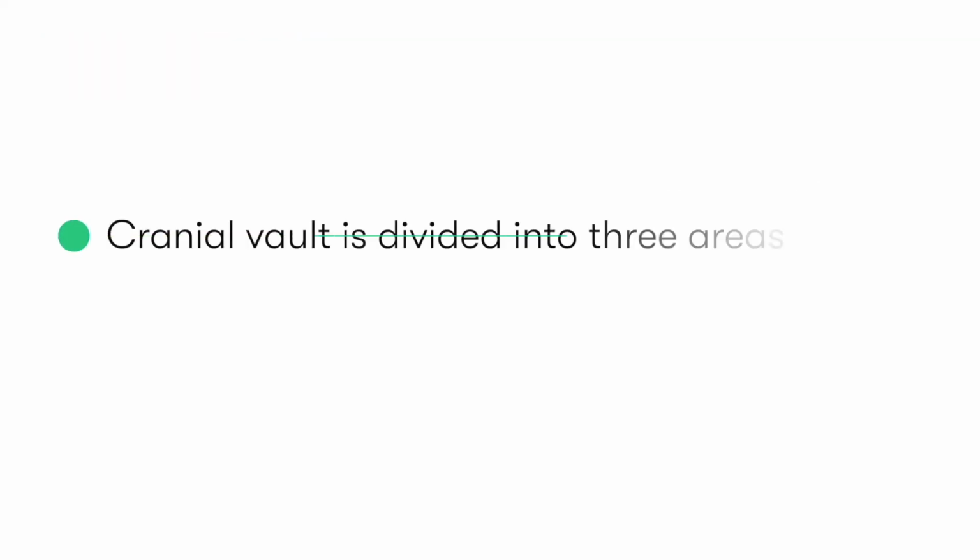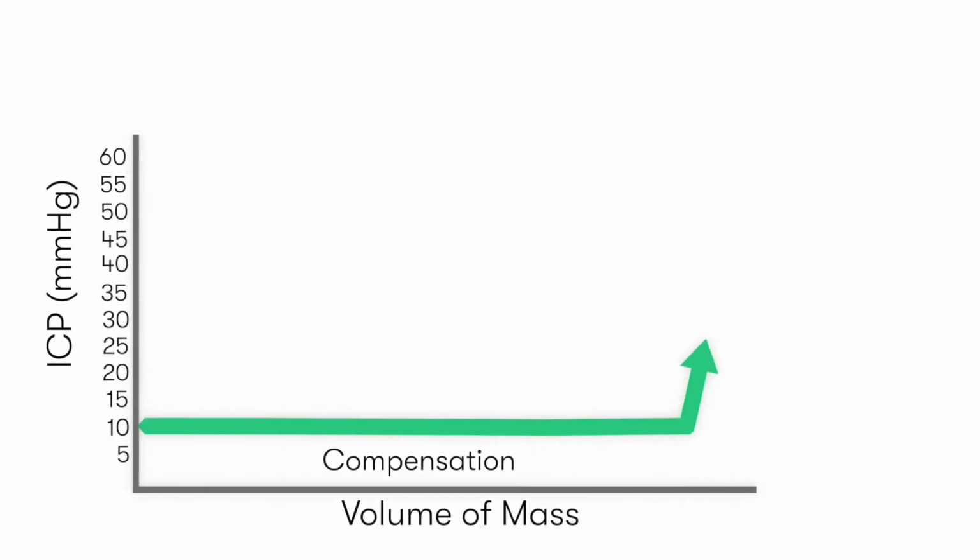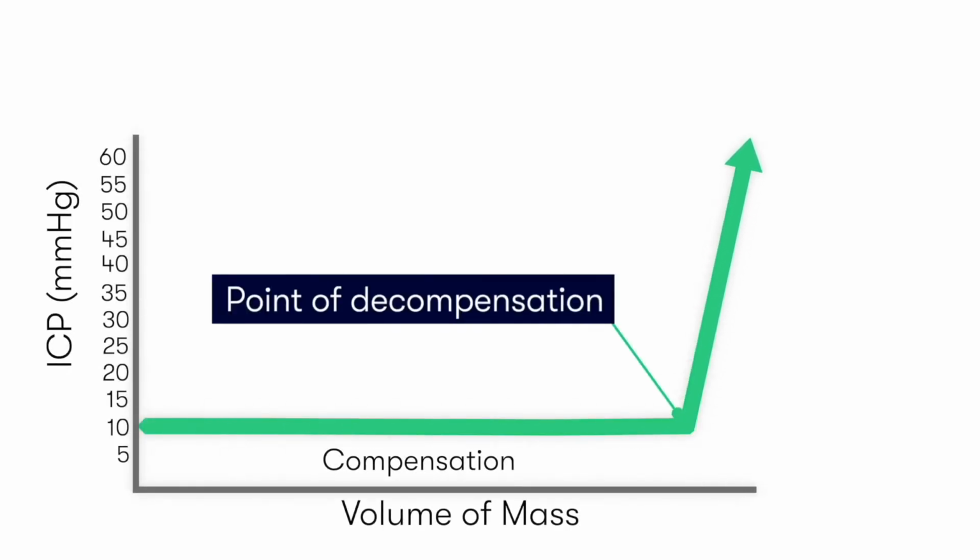As you can recall, the cranial vault is divided into three areas by folds of the dura, called the falx cerebri and the tentorium cerebelli. Now, once the point of decompensation has been reached and the intracranial pressure starts to rise, the extra volume being taken up by a hematoma or other pathology results in the herniation of brain from within these three compartments.